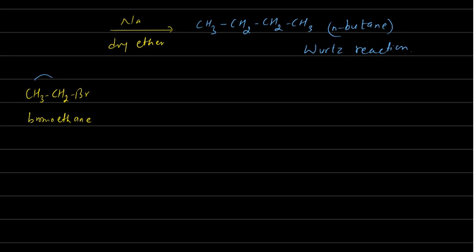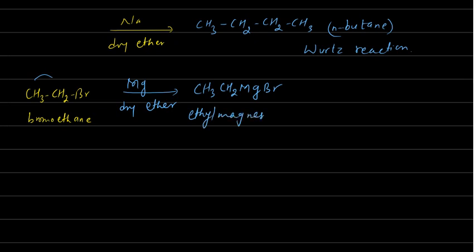Similarly, when haloalkanes react with magnesium in presence of dry ether, then an addition reaction is favored. So the product formed is CH3CH2MgBr, and this is Grignard reagent. So we can say ethyl magnesium bromide, and this is Grignard reagent. This is what? Grignard reagent.